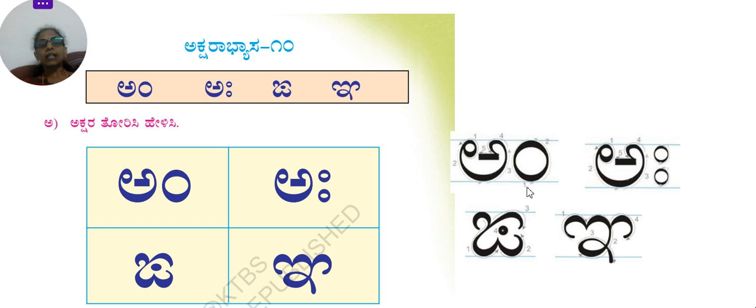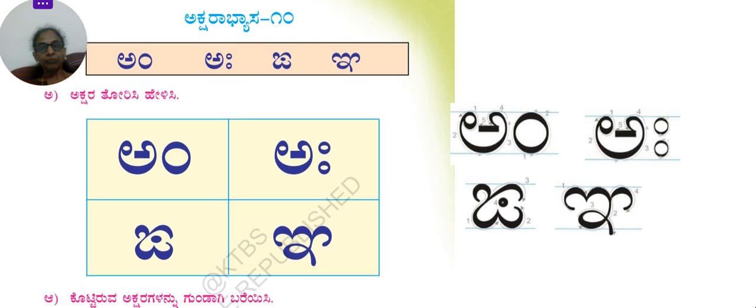We pronounce this as um. This is aha. This is pronounced as aha. Then this is gna. Then this is nya. So let's see how to write them.